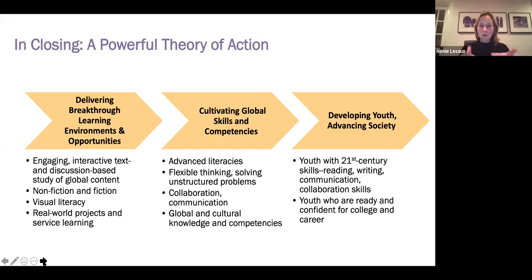That at core, if we can cultivate those global skills and competencies because of our learning environments and our opportunities for youth, then we are driving into those 21st century skills and to a citizenship that is both confident, college and career ready, but long game, engaged global citizens.